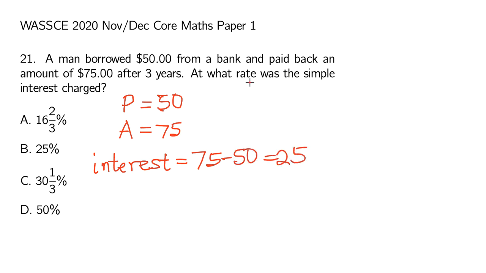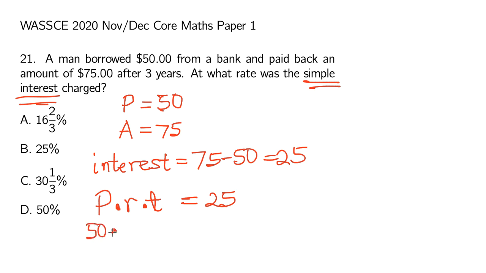Now we are told that this interest is simple interest. So we are supposed to find the rate at which the simple interest was charged. The formula for simple interest is the principal times the rate times the time. So this principal times rate times time equals 25. Let's substitute the values we have into it and see what we get. The principal is 50. The rate is what we don't know. The time is 3 years.